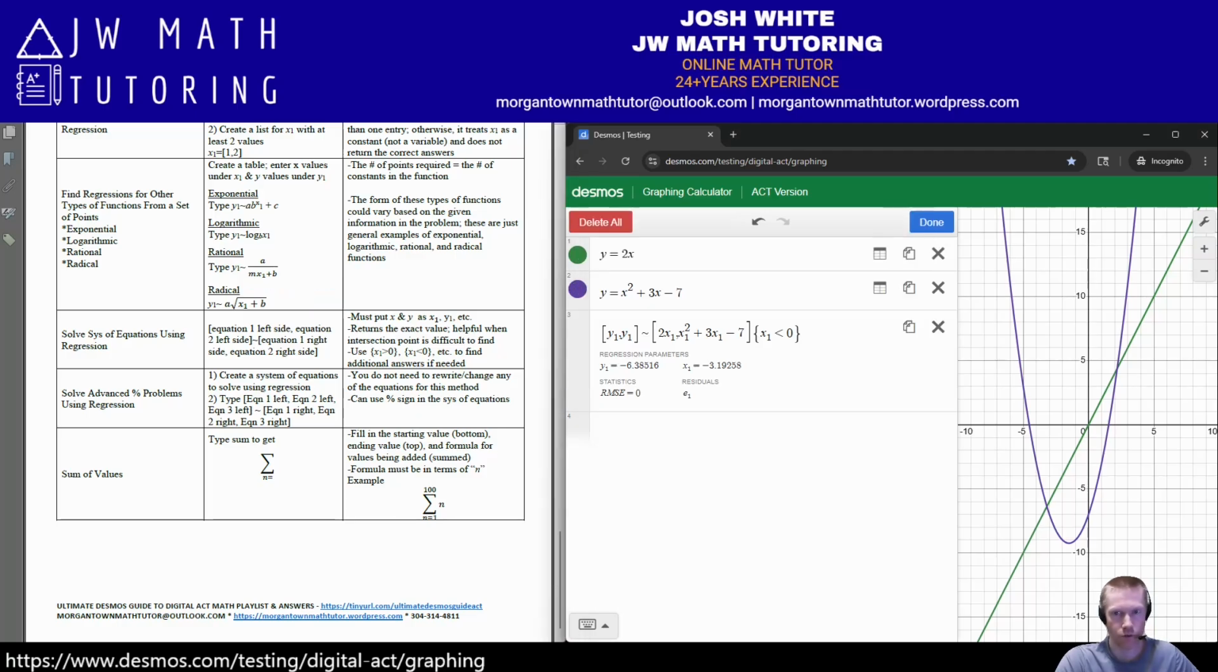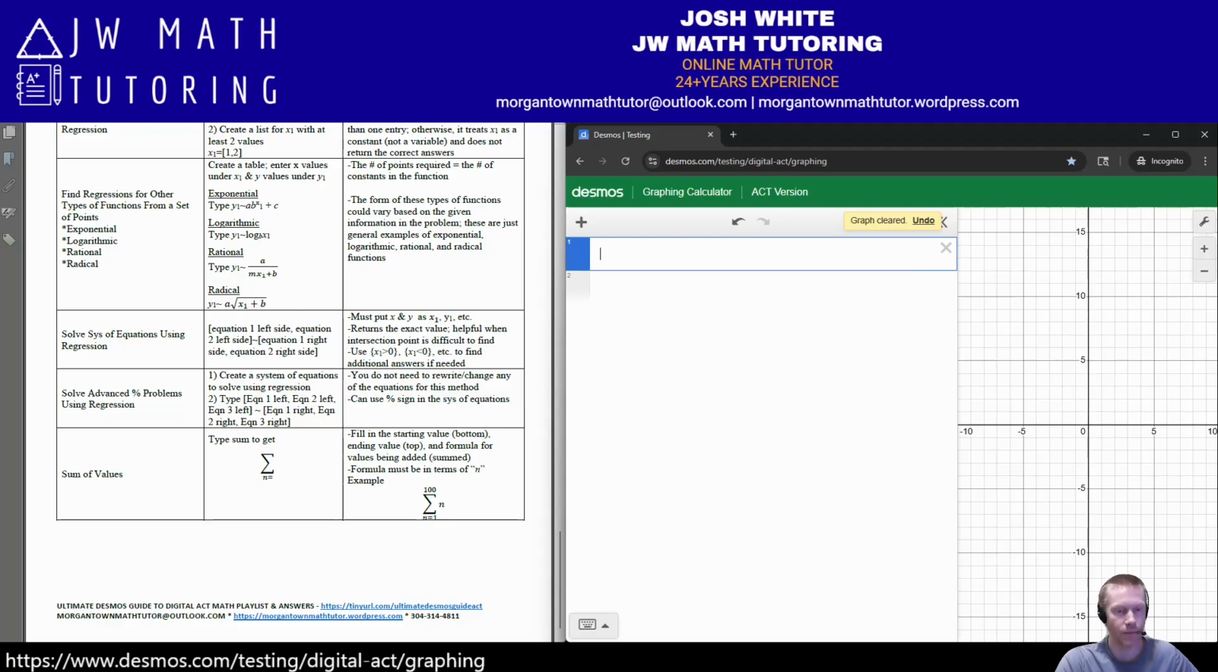All right, so now let's go back to the guide. Next topic we want to talk about is solving advanced percentage problems using regression. This is something that's very common on the SAT, but generally has not been on the ACT until just recently. If you have these advanced percentage problems, which I'll show you an example of in a minute, you can just make a system of equations, put it into Desmos like we just did, and it'll solve it all for you, and everything should work out appropriately.